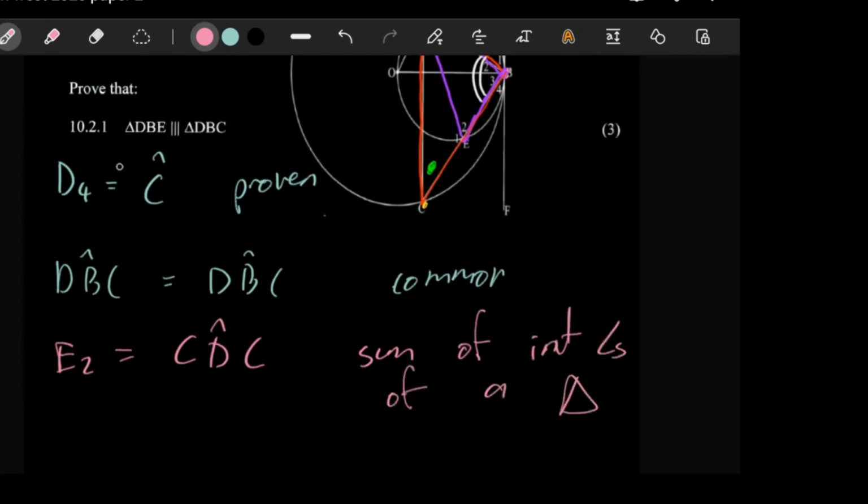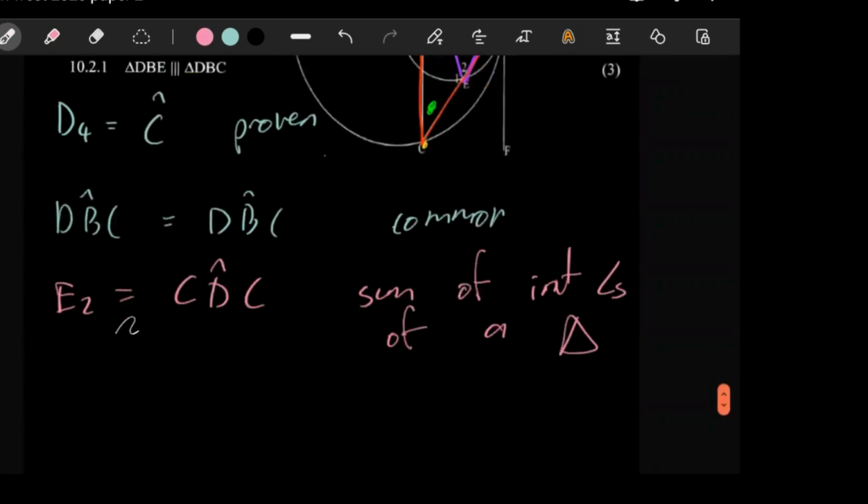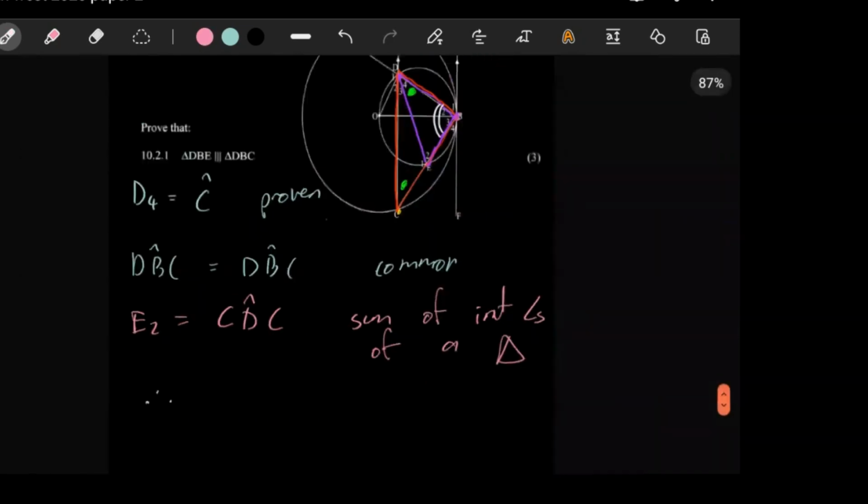Perfect. So we have proven that three angles are all equal to each other. These three are equal to these three. And that's the whole game with similarity. So we can then say here, therefore, the two triangles are similar.